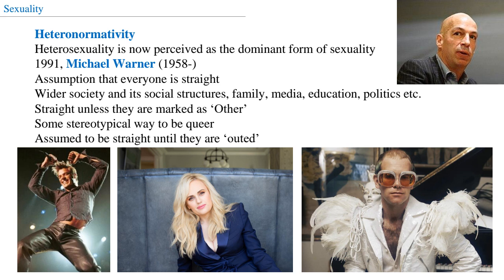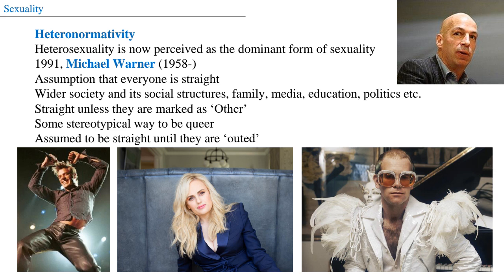So the assumption isn't just that everyone is straight, but everyone is straight unless they are marked as other. Society only considers people to be queer if they are designated in some stereotypical way to be queer. We can see this really played out in terms of popular culture. Many film and TV characters, students in our classrooms, passengers on the bus, members of our families are all assumed to be straight until they are outed. And I've pictured here a few well-known famous people.